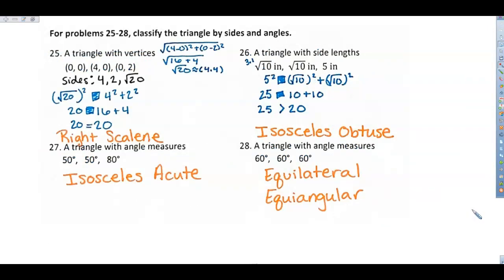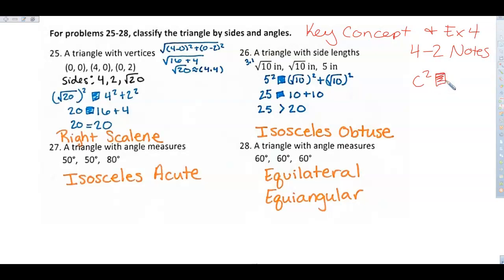All right, and our last sets, again, we're going to prove that our triangles, or classify our triangles by both sides and angles. All right, again, this is another one that we tend to struggle with, and I want you to look at the key concept and example 4 in your 4-2 notes. So this is when we're taking c squared and we're comparing it to a squared plus b squared. All right, again, remember that c squared is the longest side.